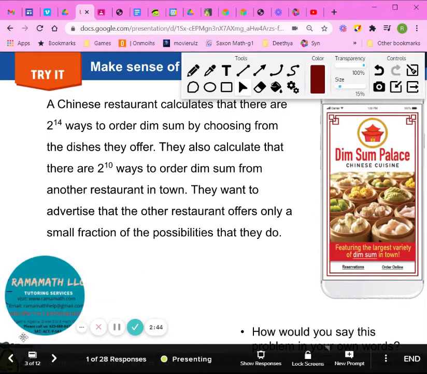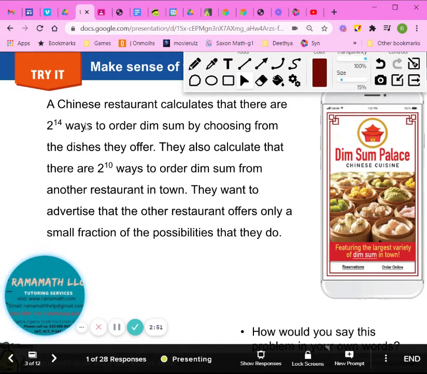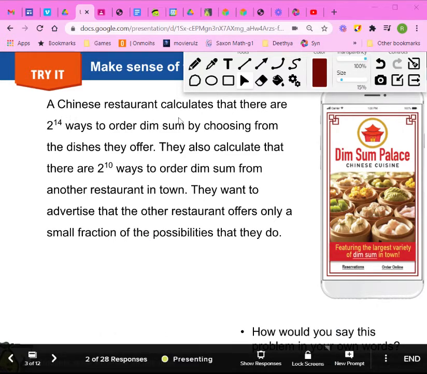Now, let me clear this. Let's read this question carefully. I'm going to give you a minute to read the question to yourself. Now let's look into this one quickly. A Chinese restaurant calculates that there are 2 to the 11 ways. It's a big number, though. You don't feel it, but if you multiply 2 fourteen times, you're going to get a huge number. So, dim sum, by choosing from the dishes they offer. They also calculate that there are 2 to the 10 ways to order dim sum from another restaurant in town. They want to advertise that the other restaurant offers only a small fraction of the possibilities that they can do. But let's see what this means.